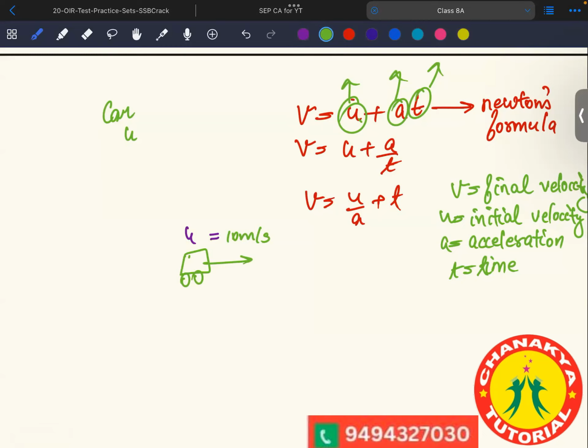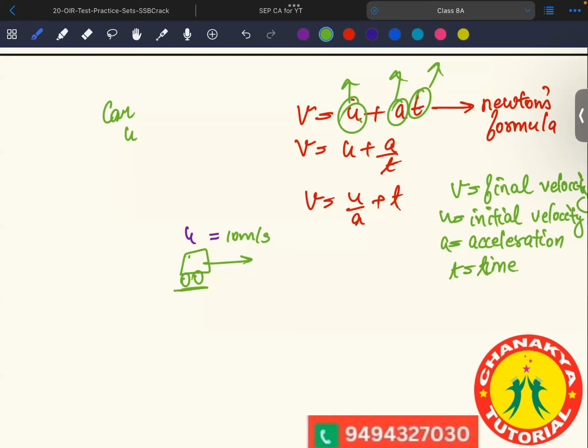Very good. Now I accelerate. The initial velocity means the velocity or speed that is starting. I'm not taking this as stationary. I'm assuming that this has been at 10 meter per second from the start. So the starting speed of this car is 10 meter per second.